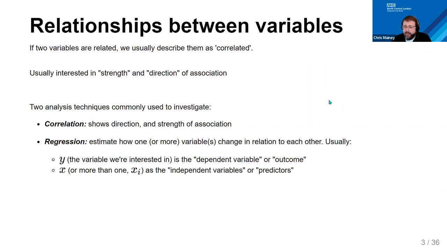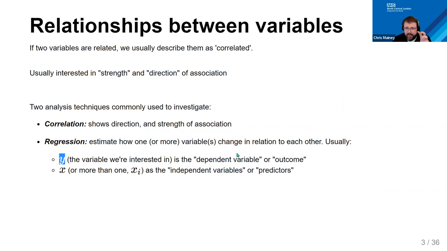Regression is a little more formal in the sense that it's estimating how much an outcome variable changes in relation to one or more predictor or explanatory variables. They've got a whole bunch of different names, so if you read regression textbooks, you get a whole bunch of confusing names. Generally, we're talking about Y, and we're predicting Y. Y is a variable we're interested in, and that could be called all sorts of things: a dependent variable, or the outcome.